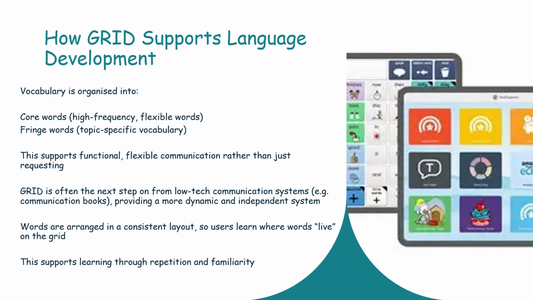And Grid is often the next step on from low tech / mid tech communication systems. So for example, a communication book from a speech and language therapist would normally typically have your core and your fringe, and that would be the system of the communication book. So this creates a really nice natural step, and it provides a more dynamic and independent system. The words are arranged in a very consistent layout, so users learn where the words live on the grid, and this supports learning through repetition and familiarity.